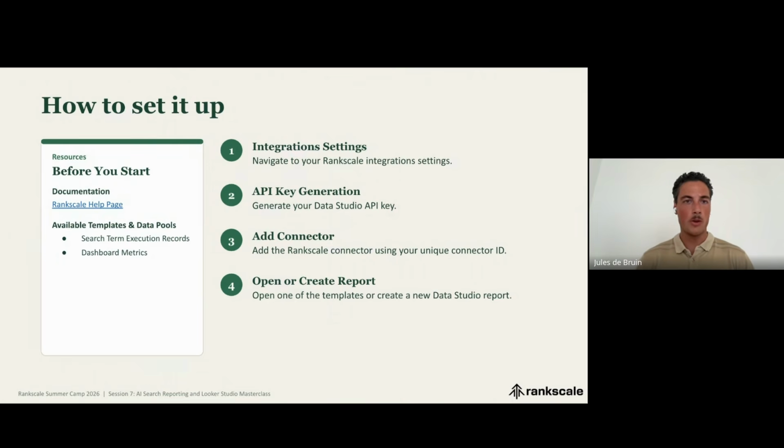So number one, we go to the integrations settings on our dashboard. Then we should create an API key. Then we should add the connector, and then we should start to create a report or open one of the templates that is available in Rankscale.